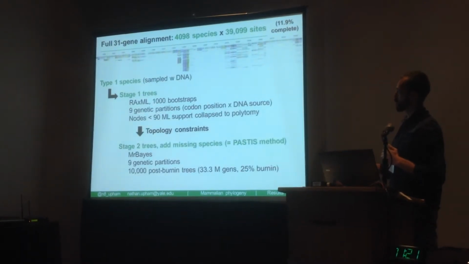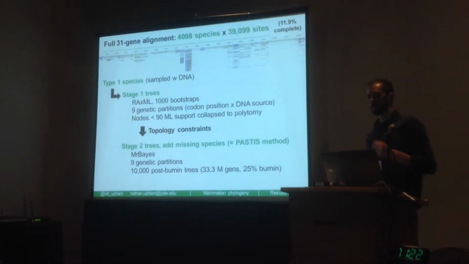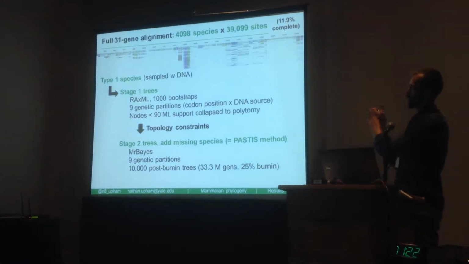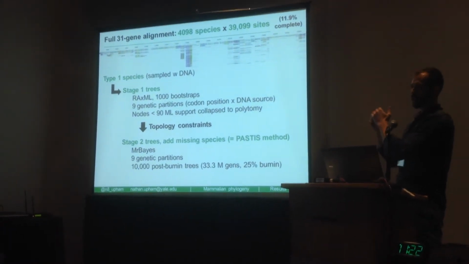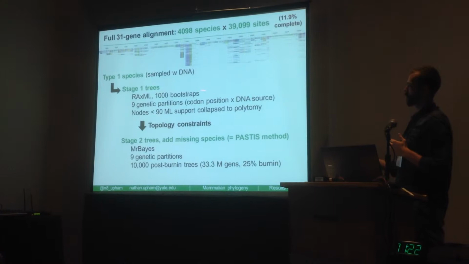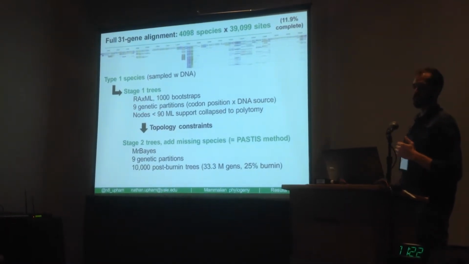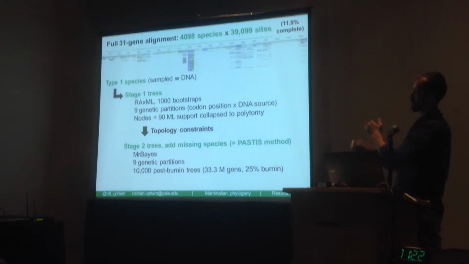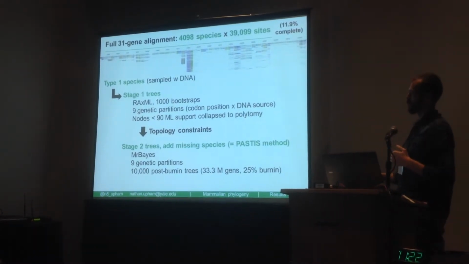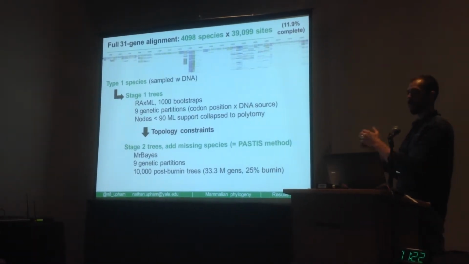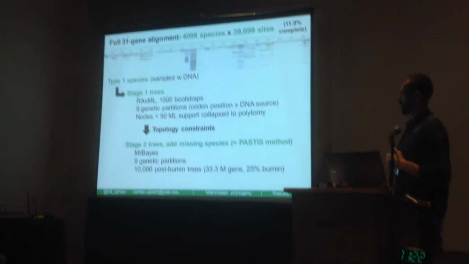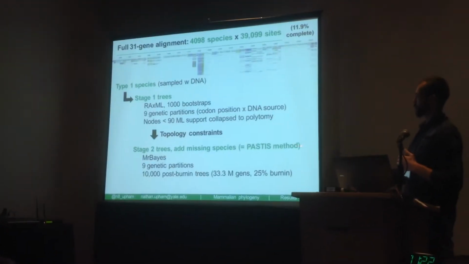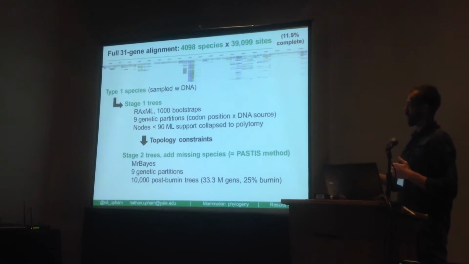So we're calling these type 1 species, and with these DNA sampled species, we're building stage 1 trees with RAxML, kind of for the topological constraints, so we're collapsing nodes that are less than 90% bootstrap supported, and then using those topological constraints in a Bayesian framework in MrBayes, where we also add in missing species. So, if anyone's familiar, this is called the PASTIS method.